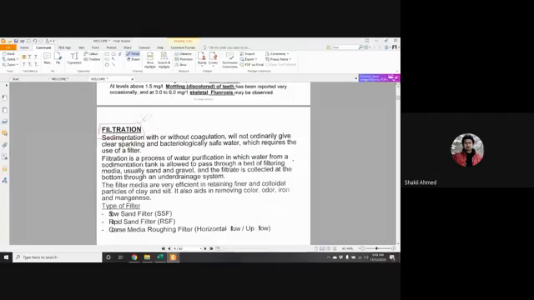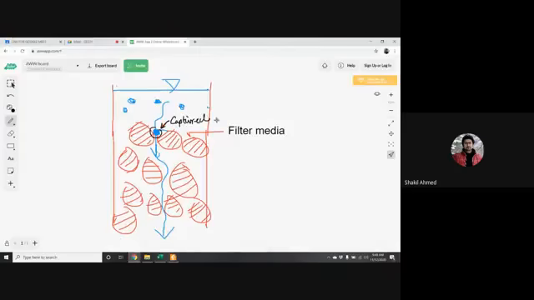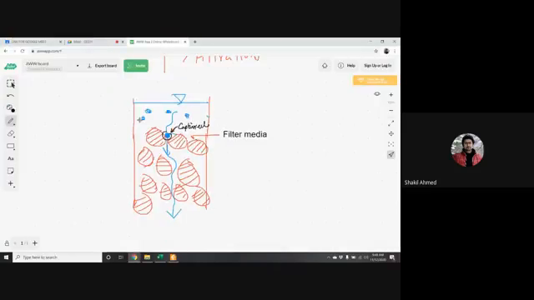Now, filtration. Sedimentation with or without coagulation will not ordinarily give clear, sparkling, and bacteriologically safe water, which requires the use of a filter. If you want clear, sparkling water, then you have to use a filter. That means you have to apply the process of filtration. This is called the filter, by the way.